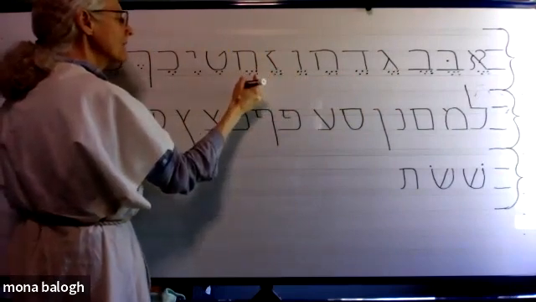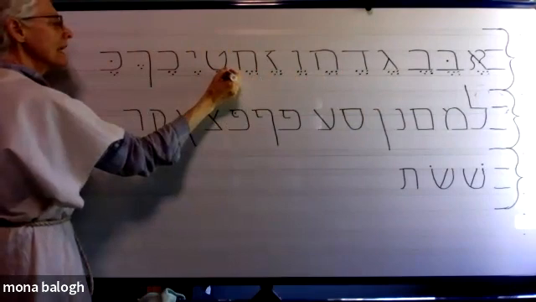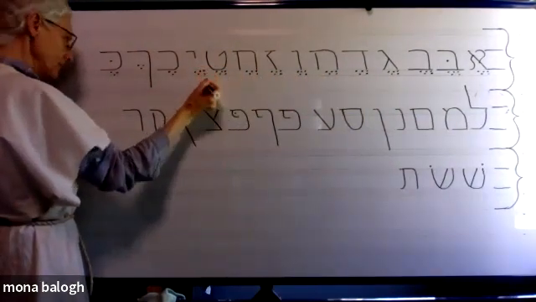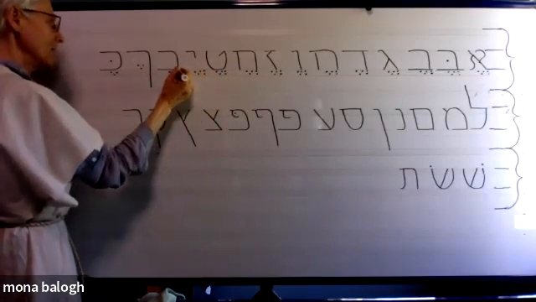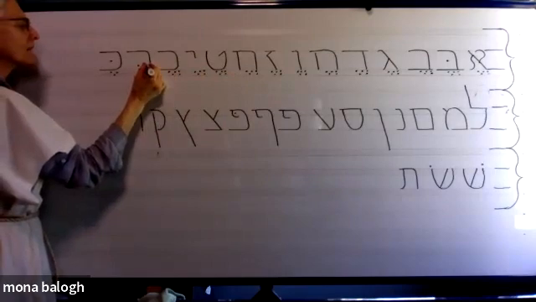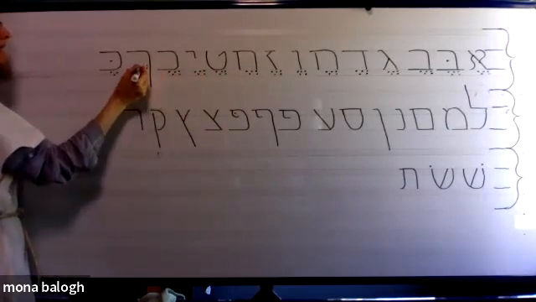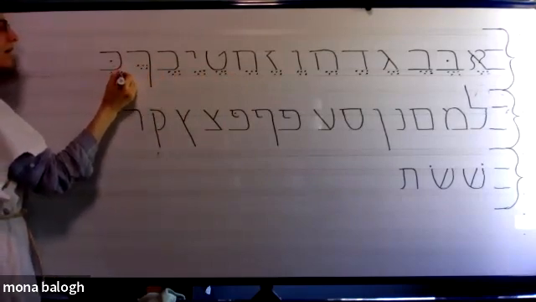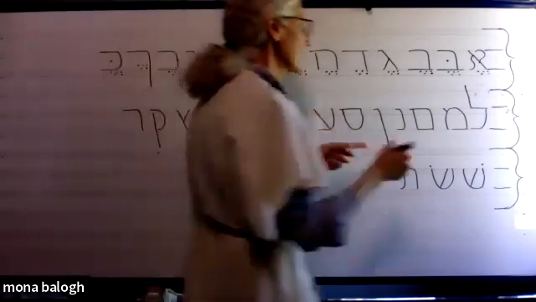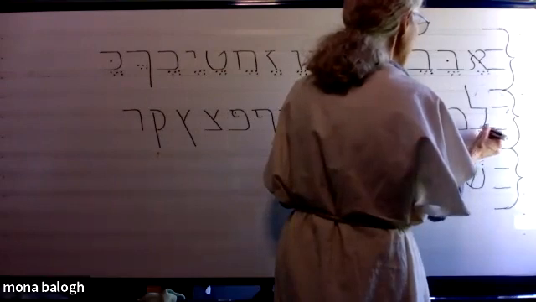Chet chatef segol che. Tet chatef segol te. Yud chatef segol ye. Chaf chatef segol che. Chaf sofit chatef segol che. And kaf chatef segol ke. Get the idea. All right, now comes the seirei.